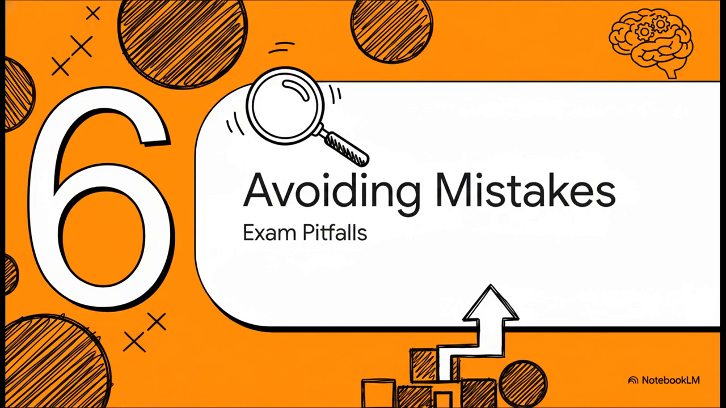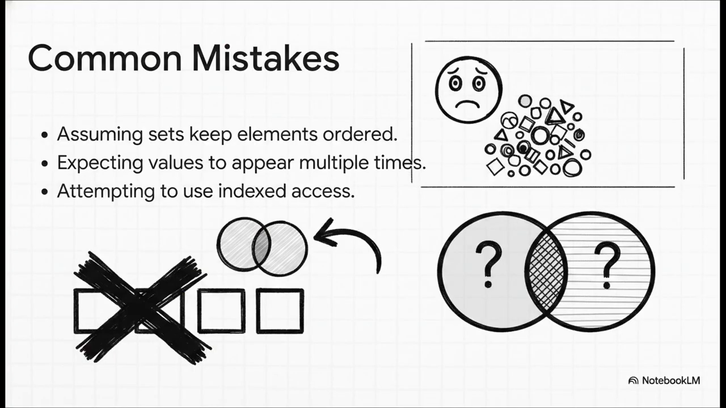Section 6. Avoiding common mistakes. Before we wrap up, I want to share some crucial pro tips to save you from future coding headaches. It is very easy to fall into old array-based habits when you first start using this ADT. The most common mistake? Assuming sets keep elements in a meaningful order. They absolutely do not. Never expect a value to appear multiple times, no matter how many times you mistakenly added it. And please, never fall into the trap of attempting to use indexed access.